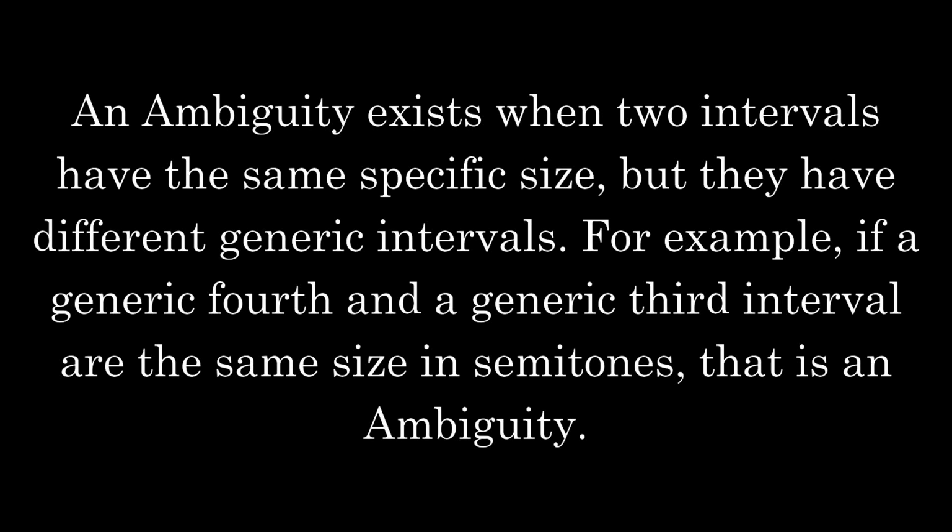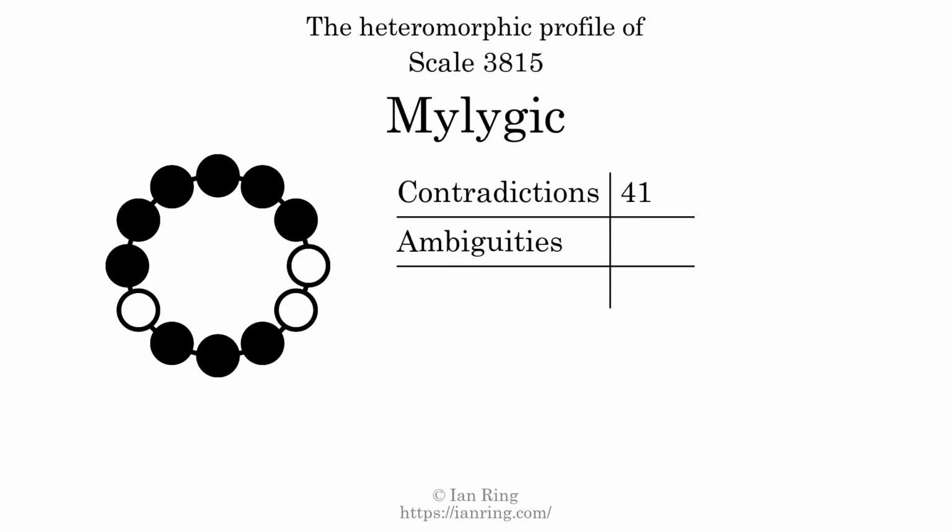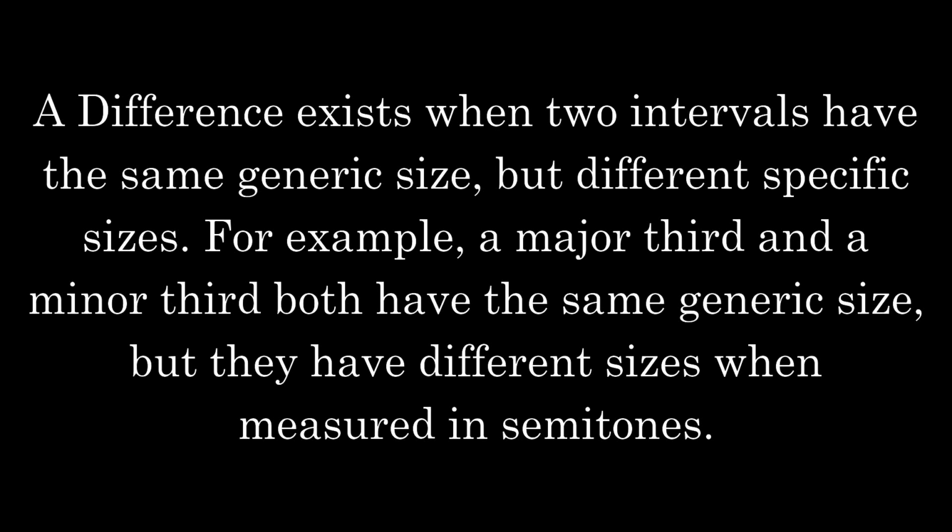An ambiguity exists when 2 intervals have the same specific size, but they have different generic intervals. For example, if a generic fourth and a generic third interval are the same size in semitones, that is an ambiguity. The number of ambiguities in this scale is 103. A difference exists when two intervals have the same generic size, but different specific sizes.